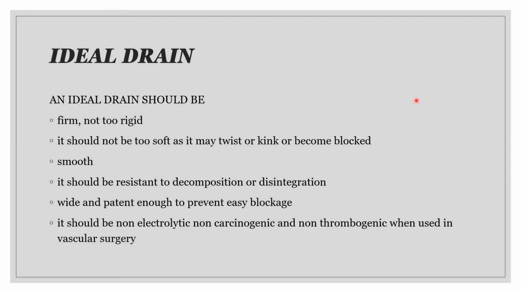What is an ideal drain? An ideal drain should be firm, not too rigid, and should not be too soft, because it can twist or kink and become blocked. Then it's of no point to us. It should be smooth, it should not irritate the drain site. It should be resistant to decomposition and disintegration. Obvious point. Wide and patent enough to prevent easy blockage. It should be a non-electrolytic, non-carcinogenic or non-thrombogenic appliance when we are using it in a vascular surgery.